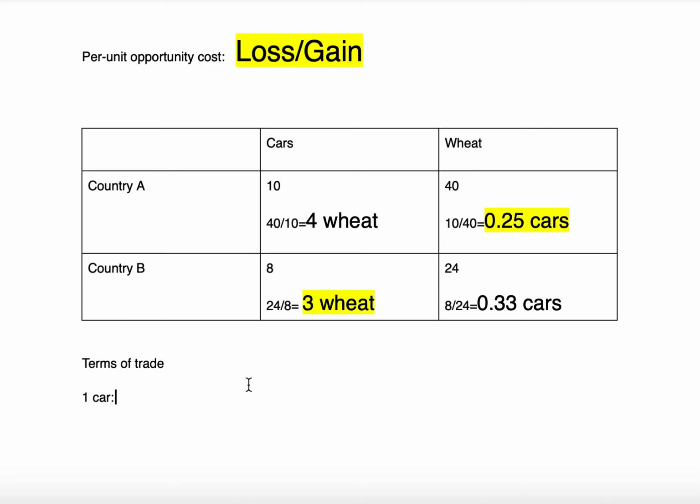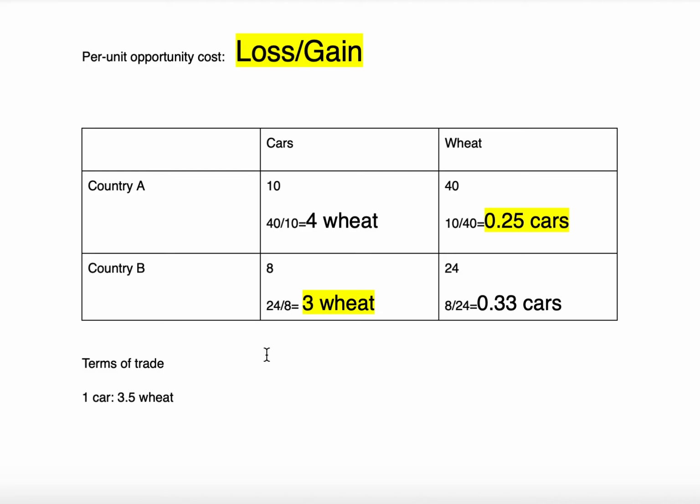And then all you've got to do is a life-saving shortcut. All you've got to do is look between these per unit opportunity costs. The answer is going to be a number between 3 and 4. You can pick 3.1, 3.2, 3.3. I always just go with the nice and simple 3.5 wheat. So that is an acceptable terms of trade. 1 car for 3.5 wheat.